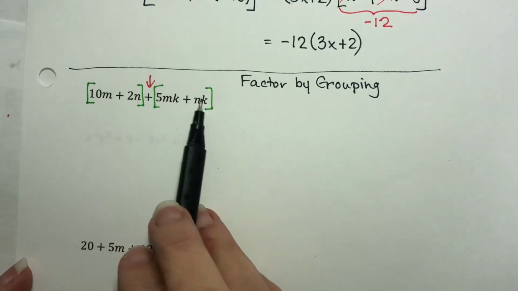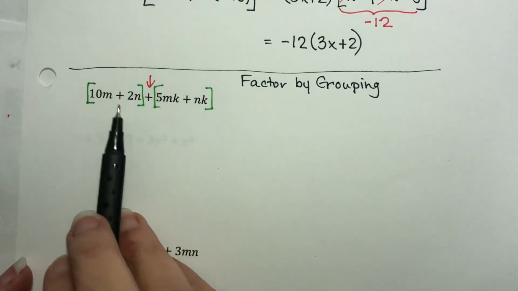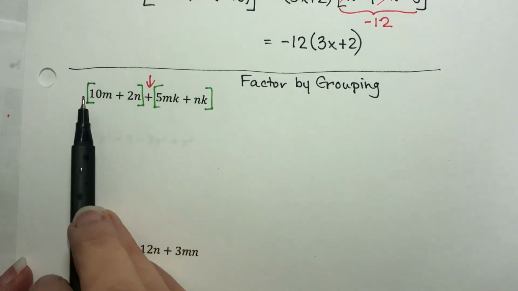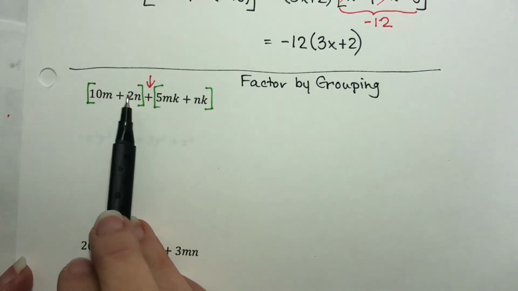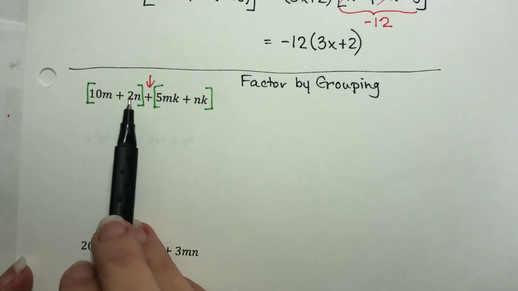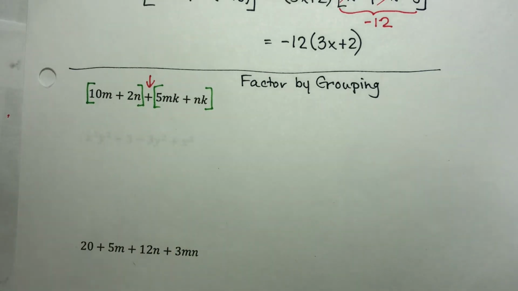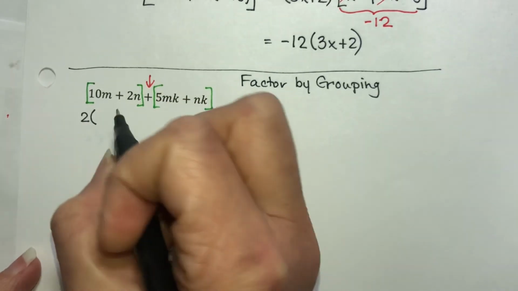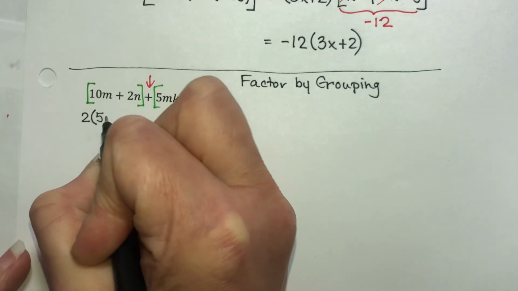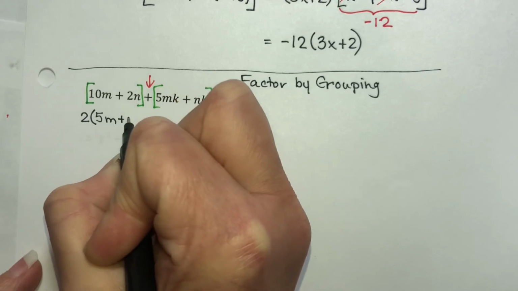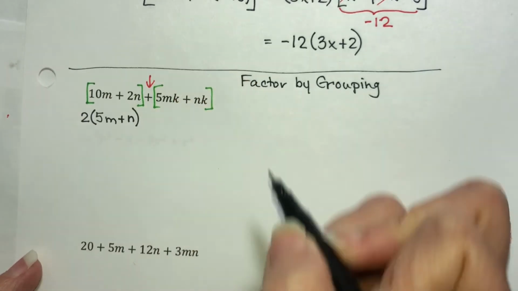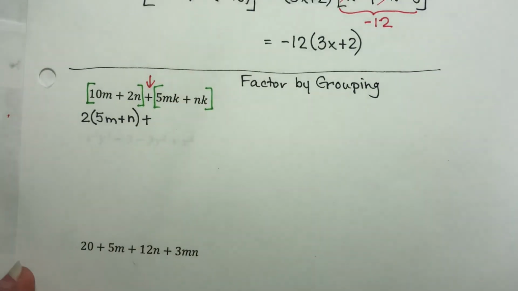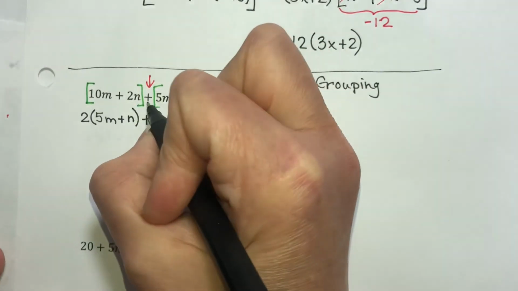Okay, so now I work these as 2 separate problems. I'm going to factor out the GCF of this one and then factor out the GCF of this one. If I look at these 2, I can factor a 2 out of both of these. These don't have the same variable, so there's nothing I can do for that one. So if I factor out a 2 from these first 2, that leaves me with 5m plus 1n. Okay, plus. You do not want to lose this plus sign. This plus sign is this plus sign.